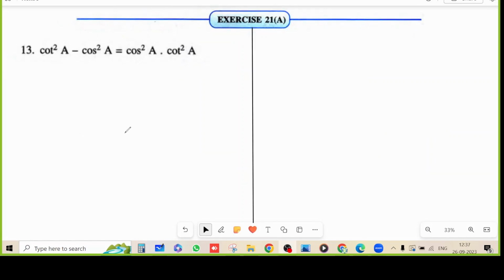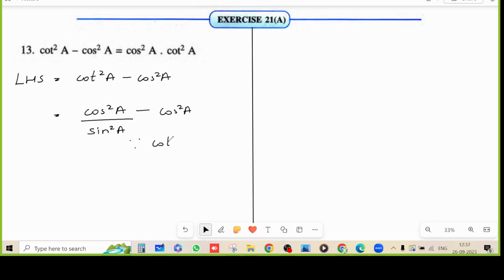Let's now begin with question number 13, and we will start from the left hand side. Left hand side is given as cot square A minus cos square A. Cot square A can be written in the form of cos and sine as cos square A divided by sine square A, and cos square A will be written as it is. So the reasoning here is cot A is equal to cos A upon sine A.